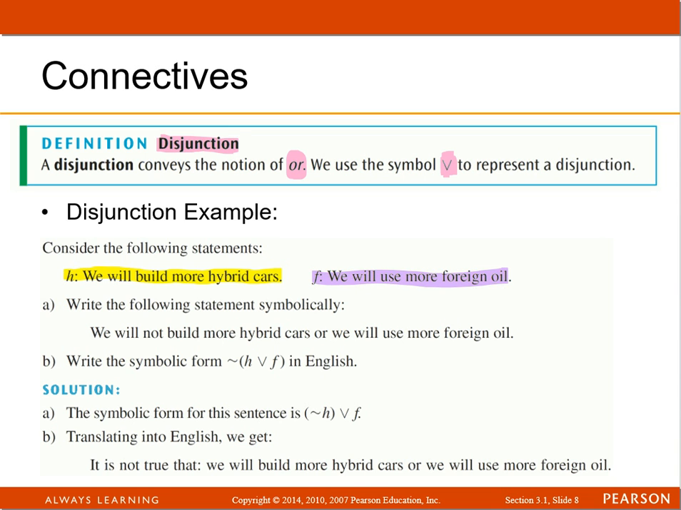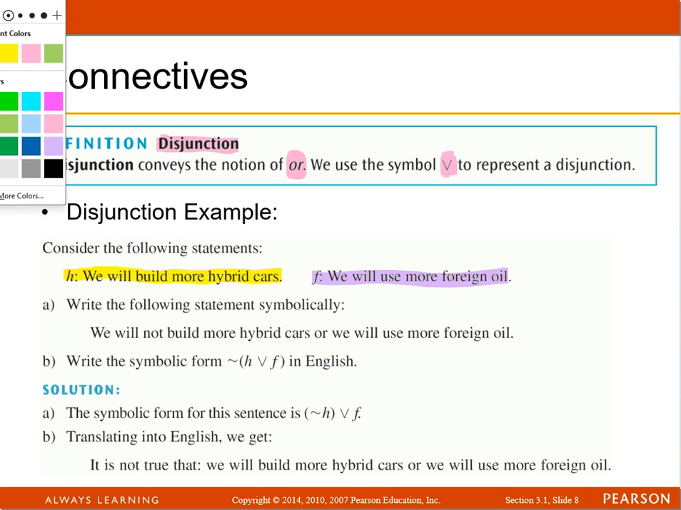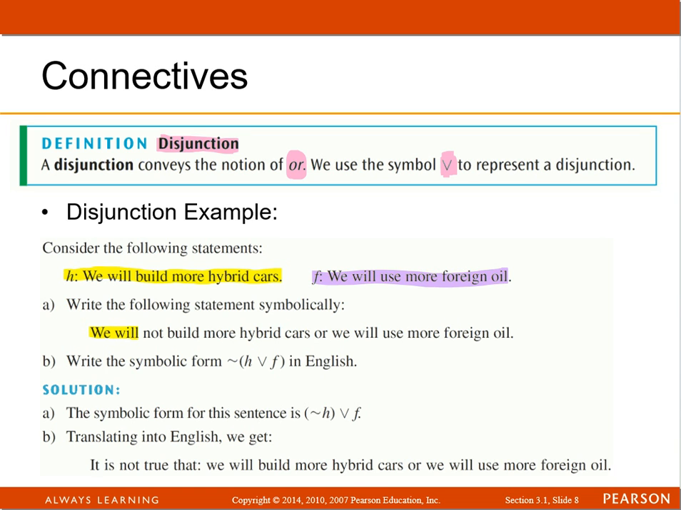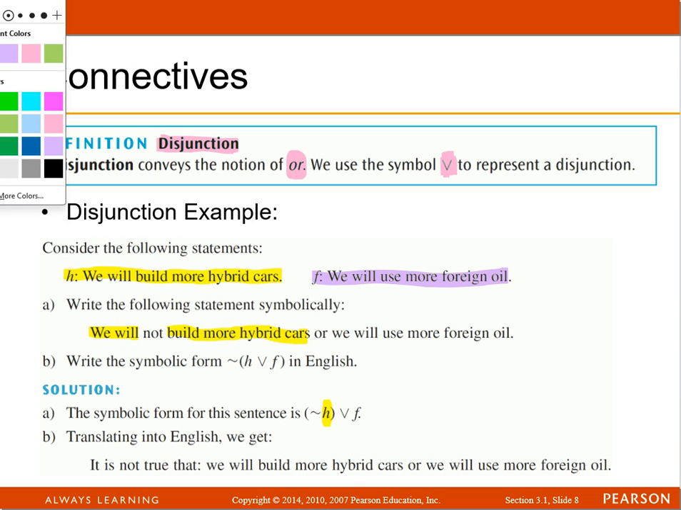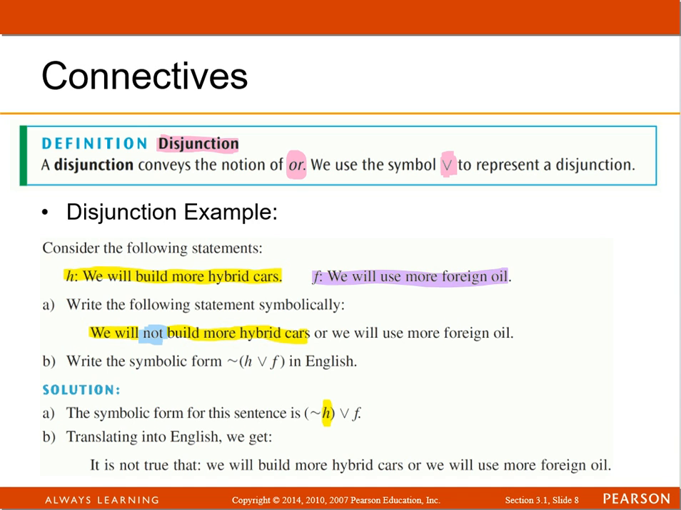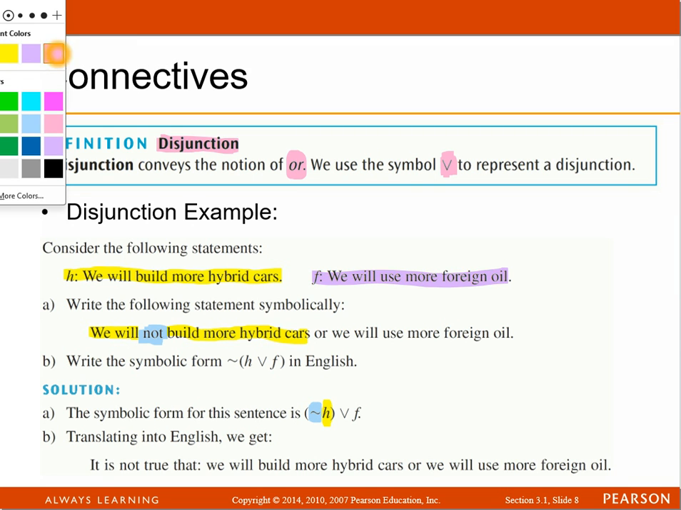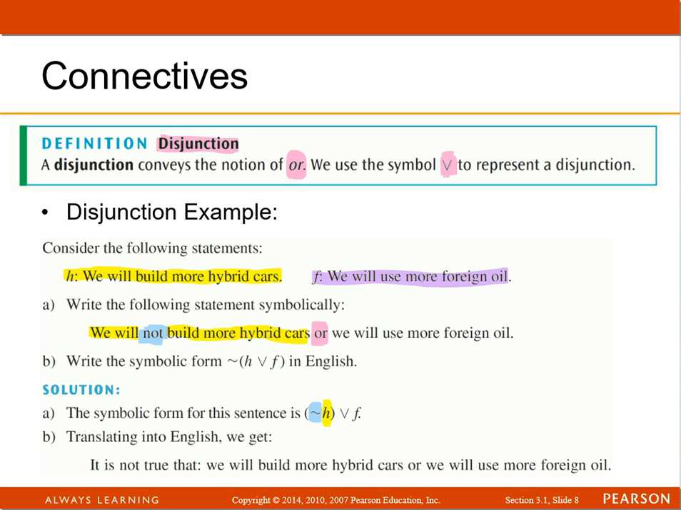And then it says write the following statement symbolically. The words we will build more hybrid cars, that is the H. But they threw in the word not, so that means you are negating H. They did put that in parentheses, but it's really not needed. And then they have the word or, so that would be this symbol here. And then it says we will use more foreign oil, and that is just F. They didn't negate that at all. So that is how you would write that statement. You would write negation of H or F.